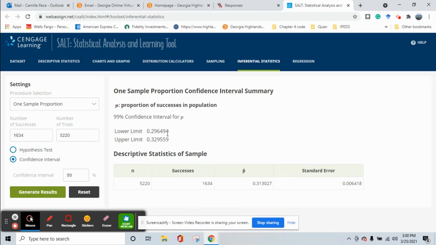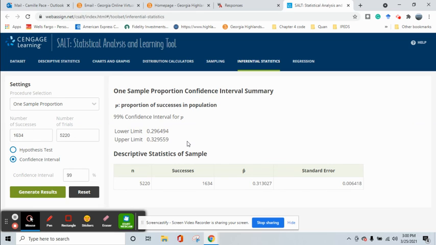My lower limit. Okay, so that means the lower part of the confidence interval is 0.296494, and the upper limit is 0.329559. So what does this mean? So remember, a confidence interval gives me the confidence to say that I believe this is the range for what's going on. And remember, we determined that it was roughly like 31% of them were traditional housing.